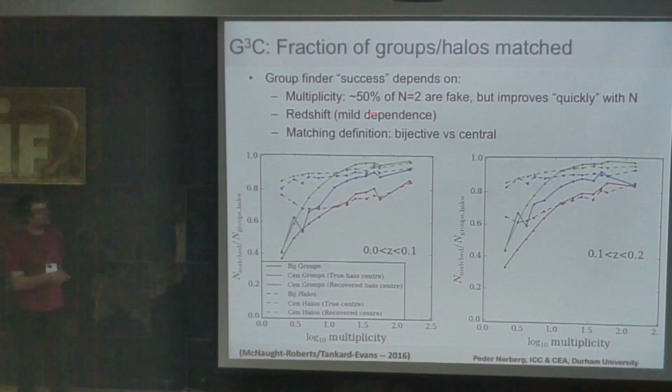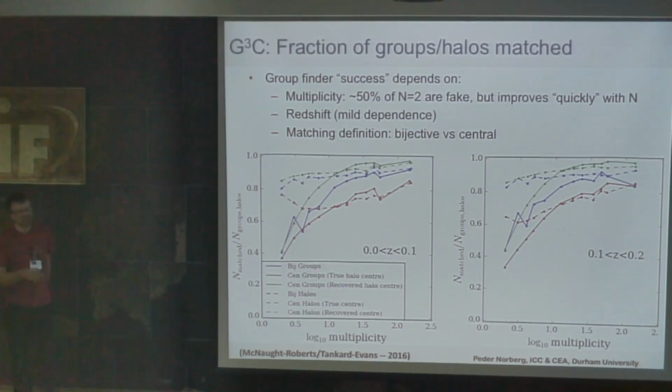One thing you realize is that 50% of the groups of 2 members are fake, but it improves to some level with multiplicity. It goes up here. It's even down to 60%. There's a mild redshift dependence. These are 2 panels for 2 different redshifts, and you see that the curves are not exactly in the same position. There's a slight, mild redshift dependence. Luckily, it's mild. That means that we dealt with the selection function pretty well. We understand that. But the matching definitions matter a lot.